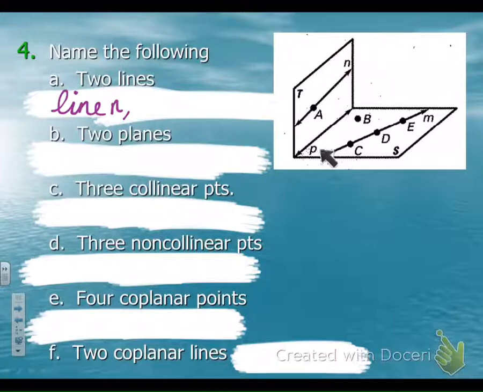If I wanted to use this next one that's kind of in that crease, I could call that line P. And then this third one over here, I could call it line M, or I could use that notation that we talked about earlier and call it something like line DE, right, using 2 points on that line. Lots and lots of options to name 2 lines for part A.